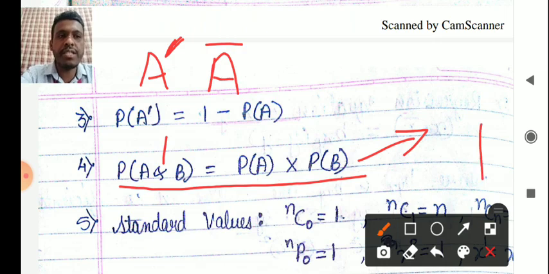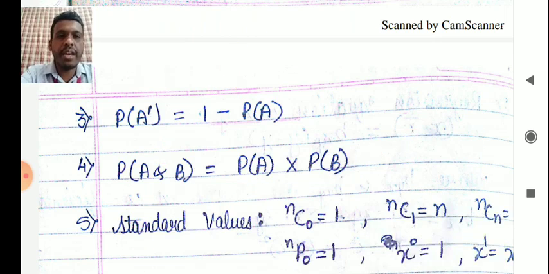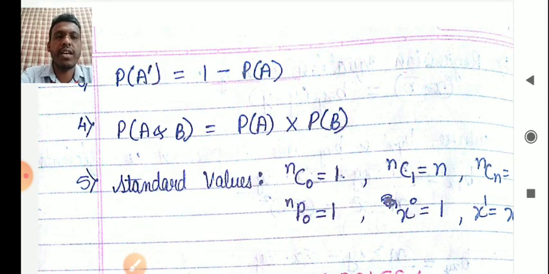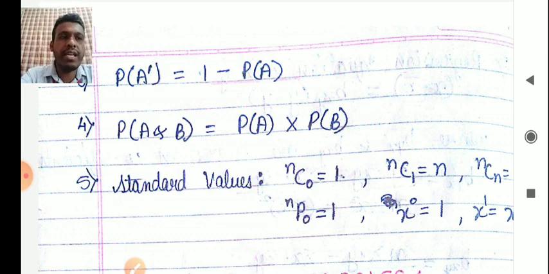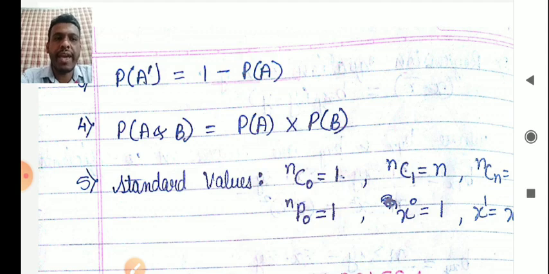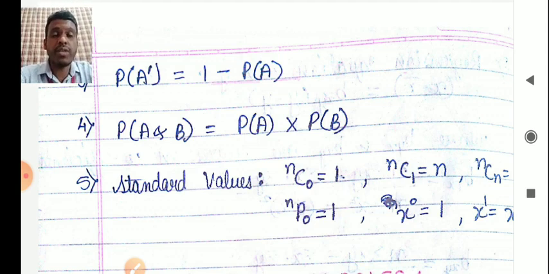And the next one is about standard values, some of which you should know. Some of the standard values are like this: nC0 equal to 1, nC1 equal to n, nCn equal to 1. Here it is not printed, it is 1. nP0 equal to 1, x raised to 0 equal to 1, x raised to 1 equal to x. So all these values you should know. How these values are to be used, where they should be used, I'll tell you later.